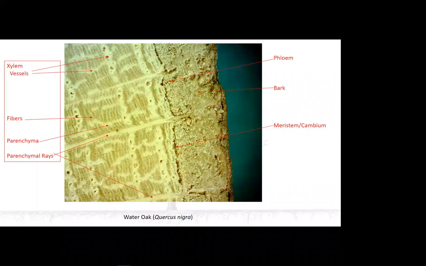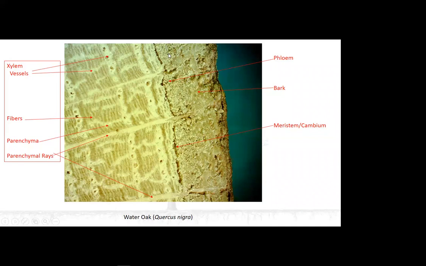So if we look at this micrograph of a water oak, Quercus nigra, we can see these different types of tissue and parts of the tree. On the outside over here, this is the bark. And you can see some of the cells in here. Because this is an oak, it actually does have a third type of meristem that makes those cork cells. Most trees don't have that.